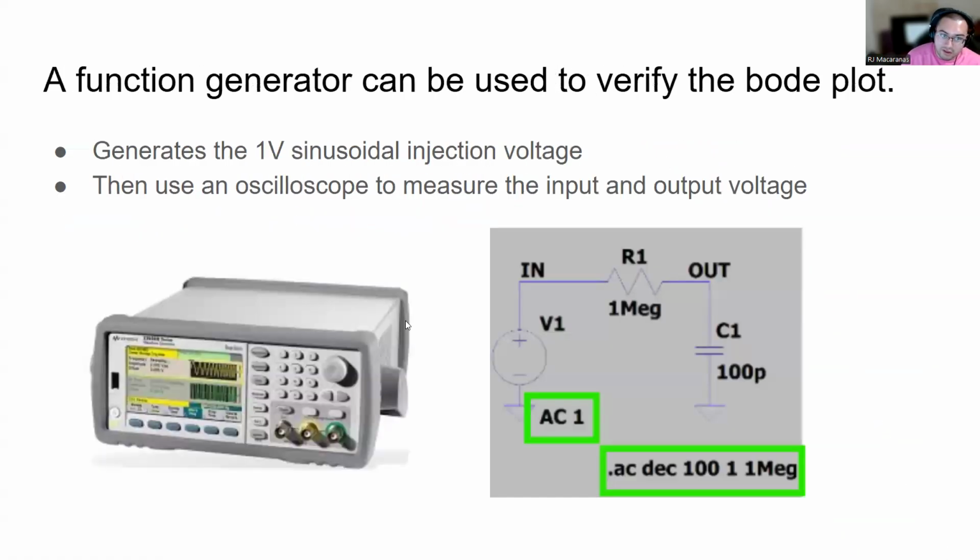And so we'll be using a function generator to verify the Bode plot. With the function generator, we can generate this 1 volt sinusoidal injection voltage, and we can manually change the frequency, right? And then use an oscilloscope to actually measure the amplitude at the output, right? Because we know what the amplitude at the input is, so we don't really need to measure that, but it is kind of nice to see that sometimes.